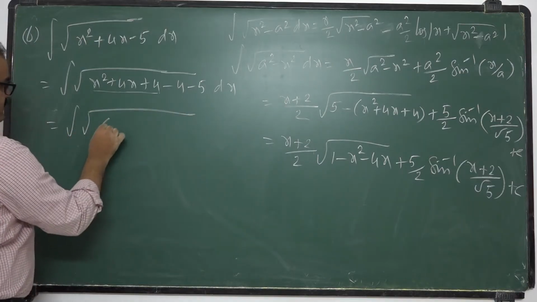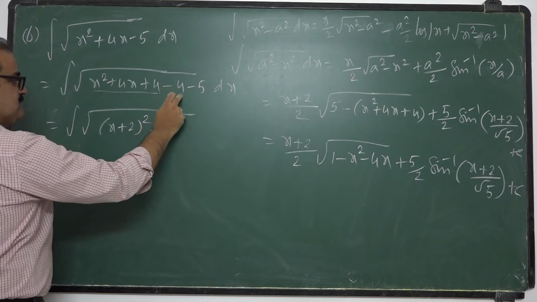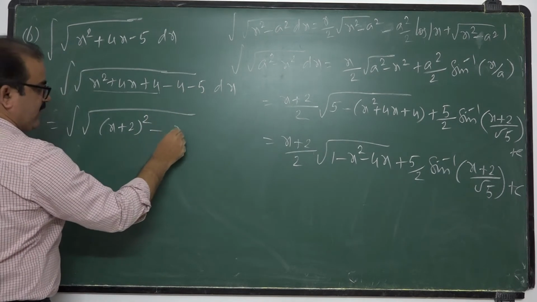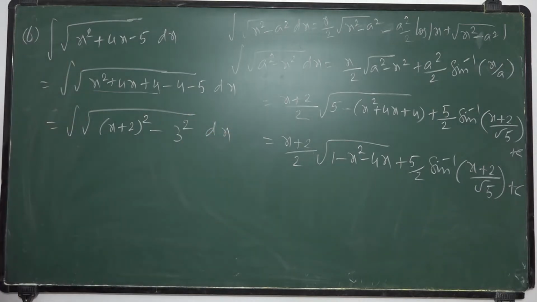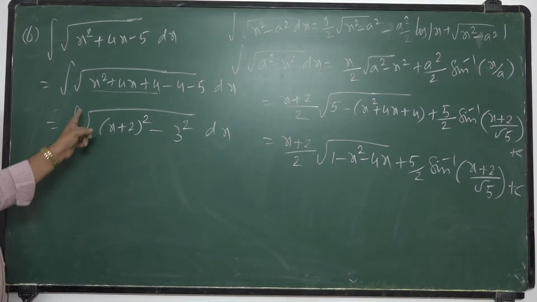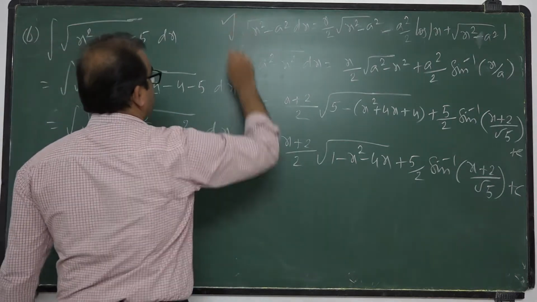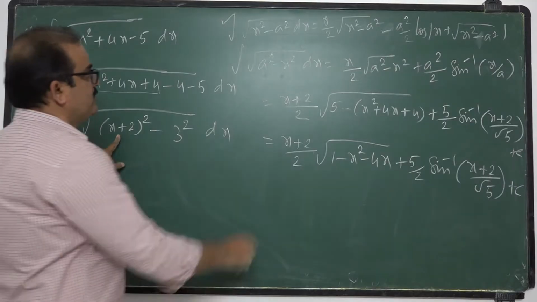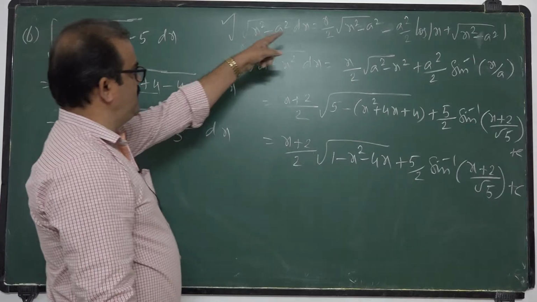The root of x plus 2 whole square minus 4 minus 5, that is minus 9. Minus 9 is taken as 3 square into dx. See here, it is in the form of integral root of x square minus a square. Apply this formula. In place of x, we have x plus 2. In place of a, it is 3. Apply that formula.